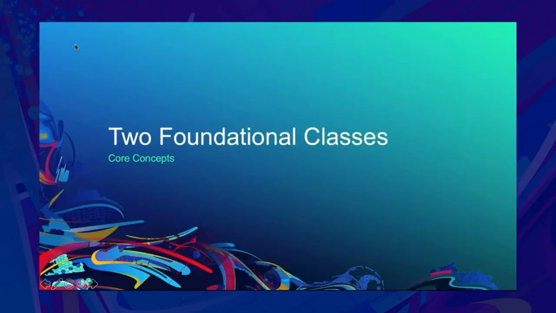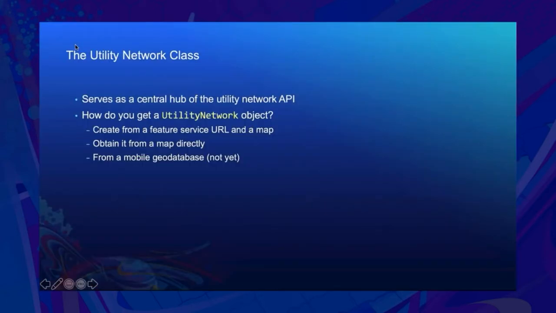Now I'm going to start by talking about two foundational classes. The first of which is called utility network. How's that for an imaginative name? So this is the central hub of the utility network API. And you can get the utility network object from a feature service URL, in a map, or from a map directly, and eventually you'll be able to get it from a mobile geodatabase.